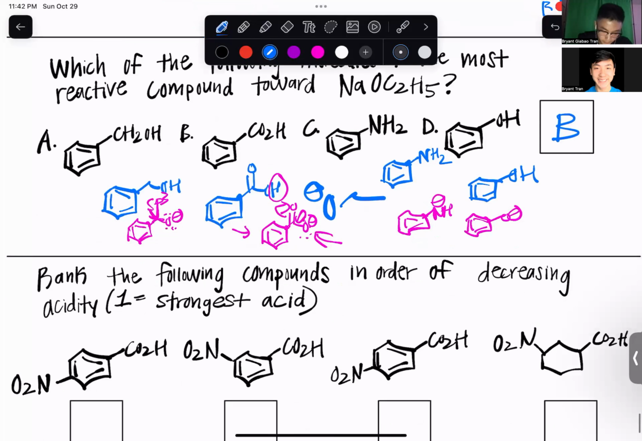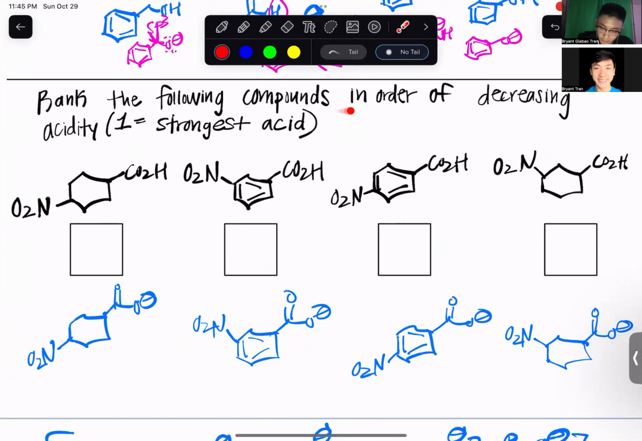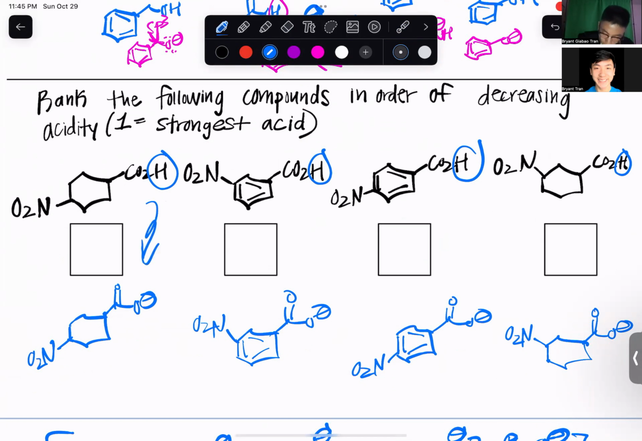Now let's move on to the next problem. Rank the following compounds in order of decreasing acidity, where 1 is going to be the strongest acid. So here we have carboxylic acids in all of our molecules. So I'm going to redraw these into their conjugate bases here, where these blue structures are the conjugate bases, or the deprotonated version of the acid.